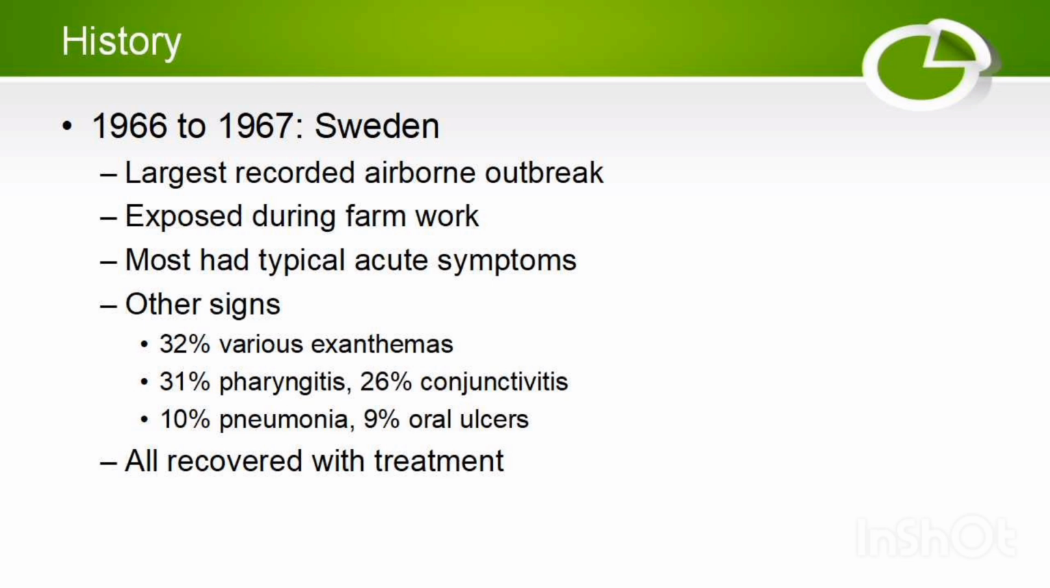Most had typical acute symptoms of fever, fatigue, chills, headache, and malaise. Only 10% had symptoms of pneumonia, such as dyspnea and chest pains. Other forms of tularemia were noted in variable portions of patients. 32% had various skin exanthemas, 31% had pharyngitis, 26% had conjunctivitis, and 9% had oral ulcers. Patients responded well to the treatment and no deaths were reported.